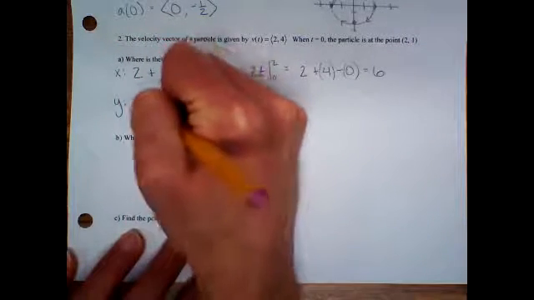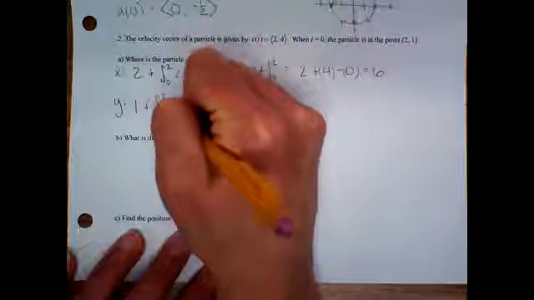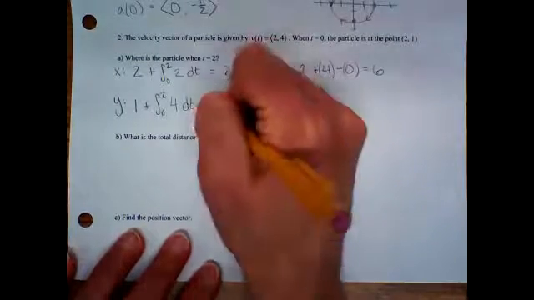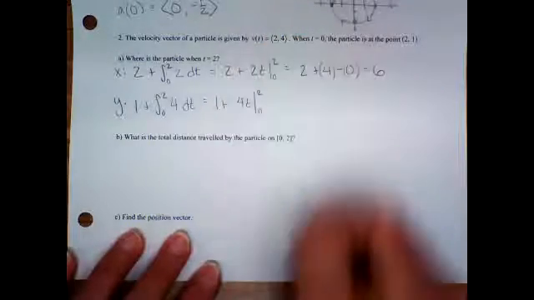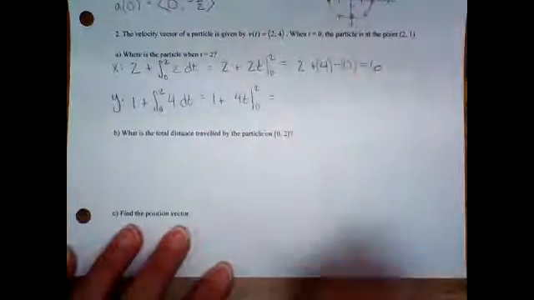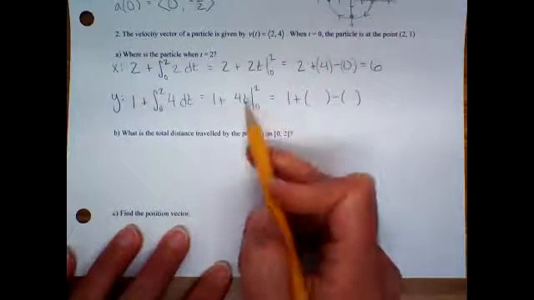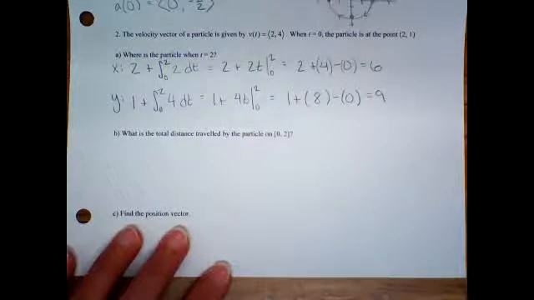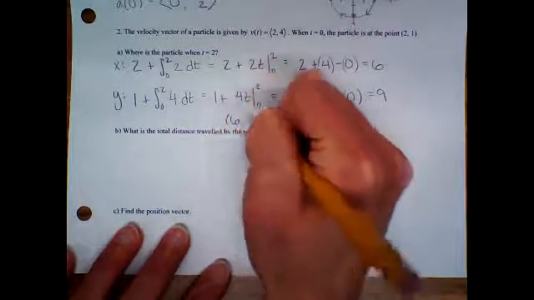All right, plus integral 0 to 2, and then velocity for that was 4, and then dt. So that will be 1 plus, all right, antiderivative of 4 would just be 4t, from 0 to 2. And so then it's 1 plus upper boundary minus lower boundary. So that would be 8 minus 0. So you end up at 9. So your final answer to the whole thing is (6, 9).